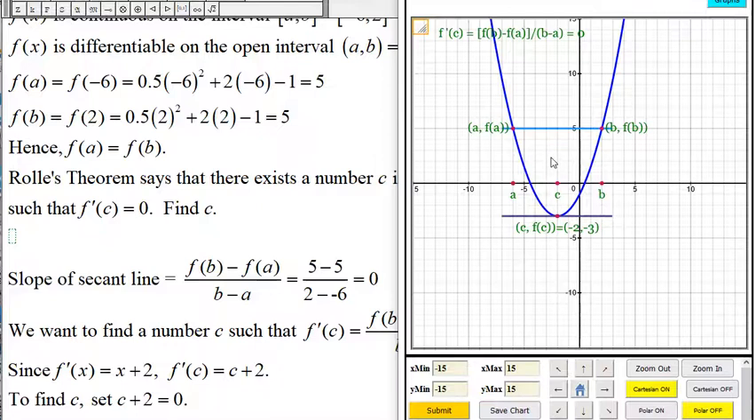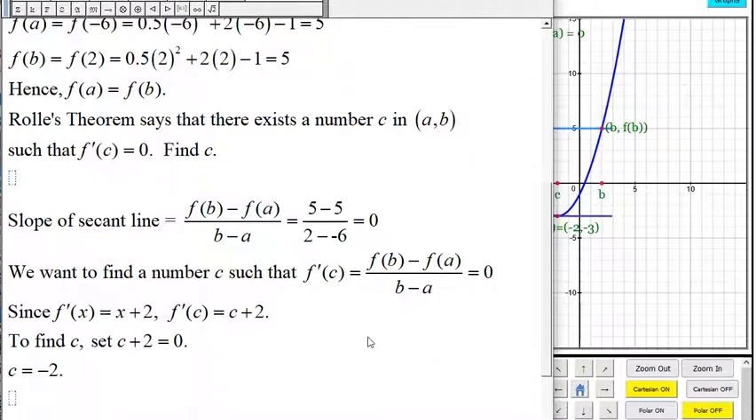And so that number c will be the c that corresponds to a tangent line that is horizontal. So to find this number c right here, we have f prime of x, or the derivative of f, is x plus 2. And so the derivative at c will be just c plus 2. And then we want this to be 0. So we set c plus 2 equal to 0. And then solve, and we get c to be negative 2.